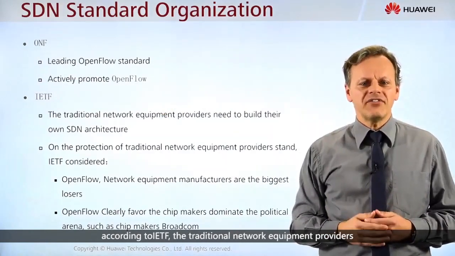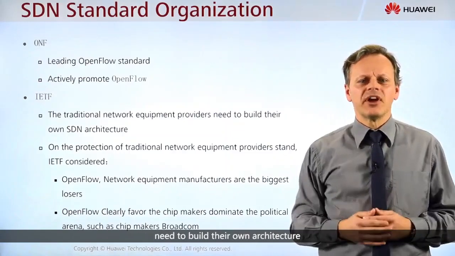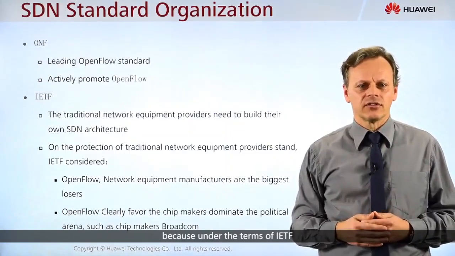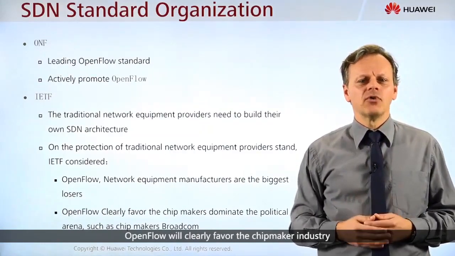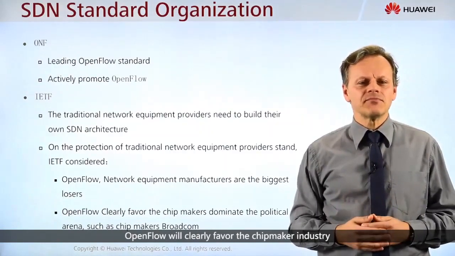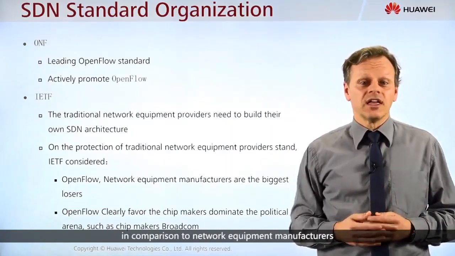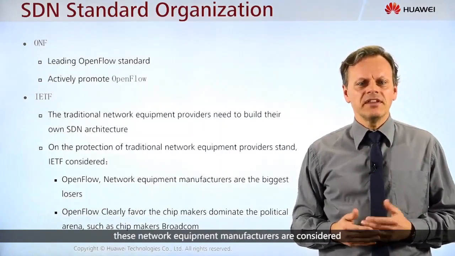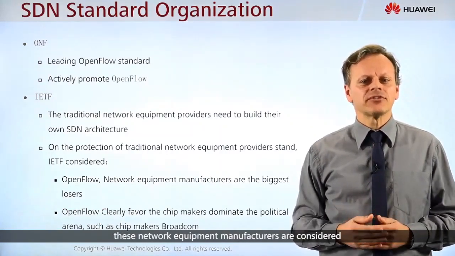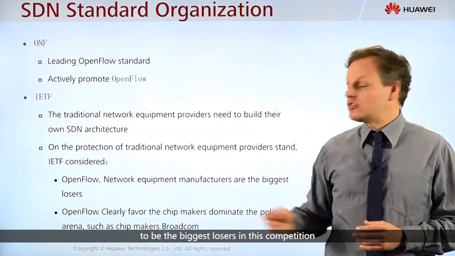According to IETF, the traditional network equipment providers need to build their own SDN architecture, because under the terms of IETF, OpenFlow will clearly favor the chip maker industry with companies like Broadcom, etc., in comparison to network equipment manufacturers. These network equipment manufacturers are considered to be the biggest losers in this competition.